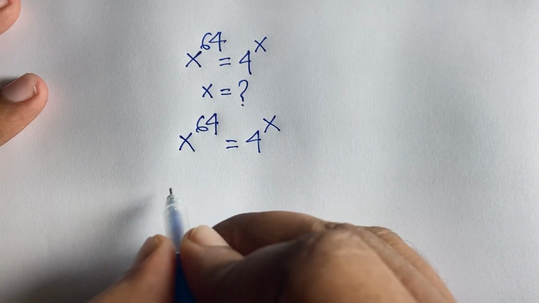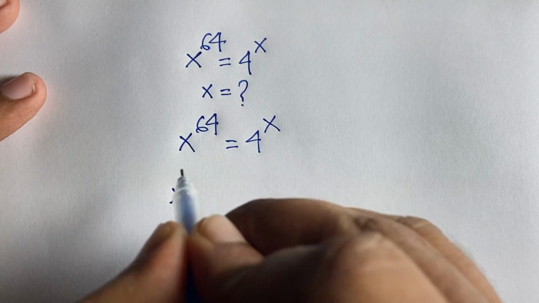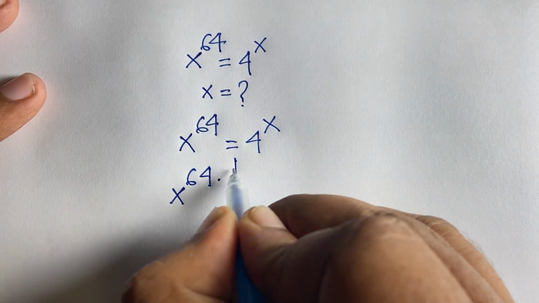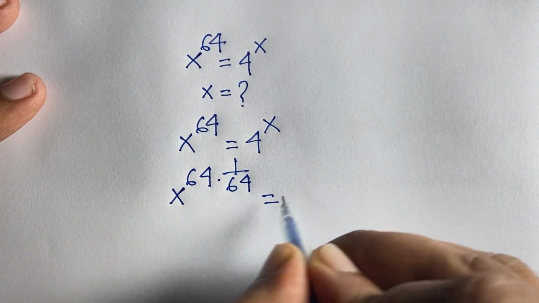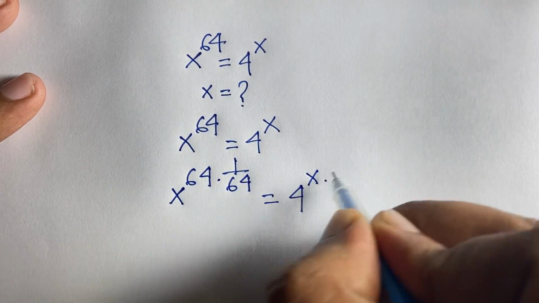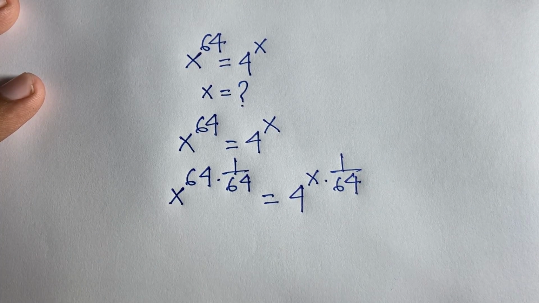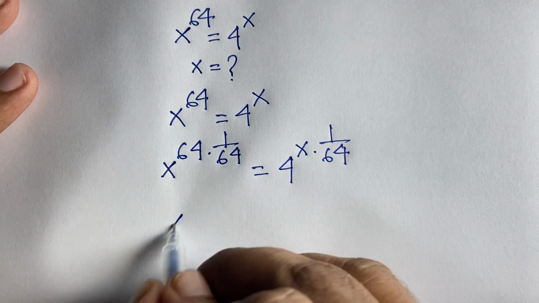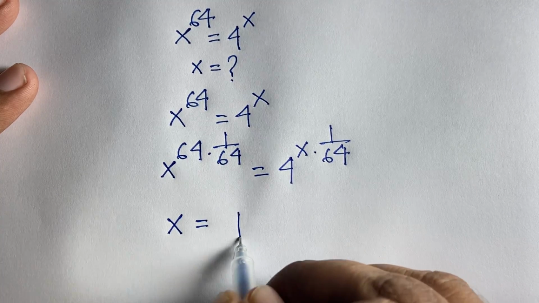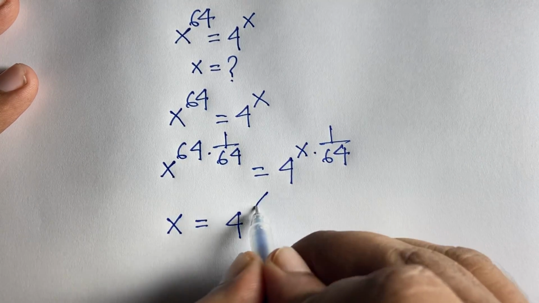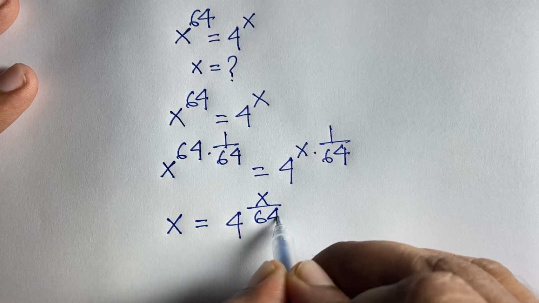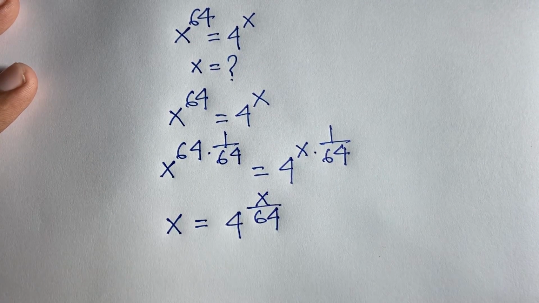Now at this moment I can say easily here is x to the power 64 times 1 over 64 is equal to 4 to the power x times 1 over 64. I use both side power 1 over 64. Then this cancels. We'll find out here is x is equal to 4 to the power x over 64. 64 times 1 over 64, it will be x.